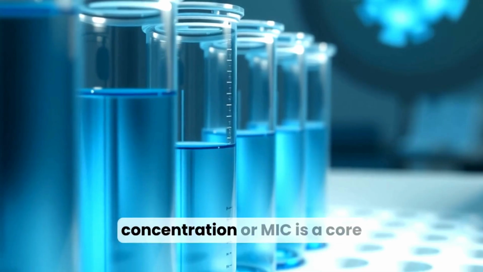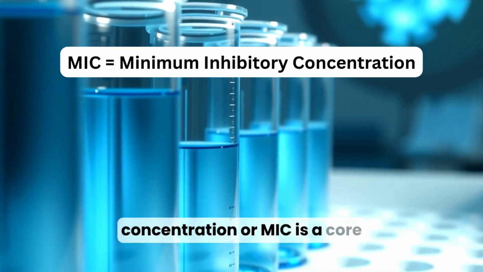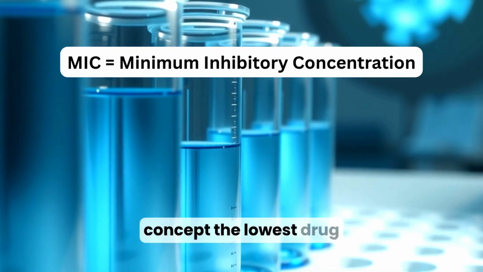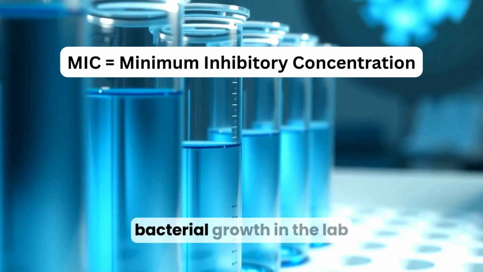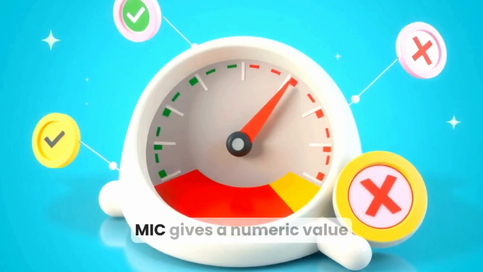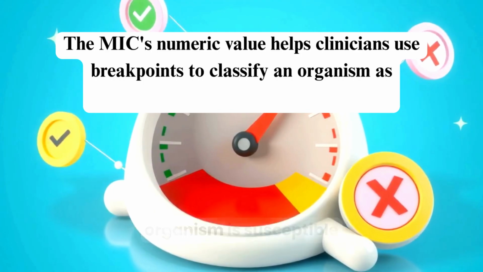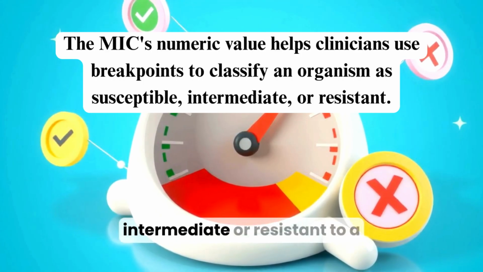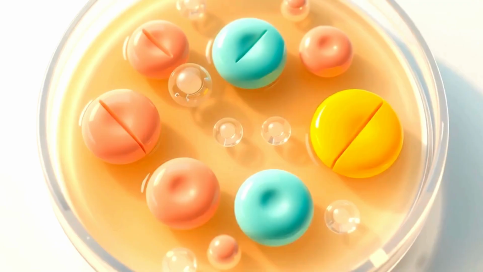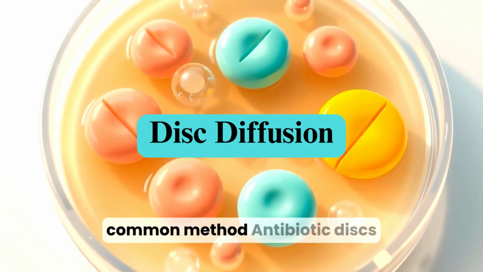Minimum inhibitory concentration, or MIC, is a core concept, the lowest drug concentration that stops bacterial growth in the lab. MIC gives a numeric value clinicians can compare to breakpoints to decide if an organism is susceptible, intermediate, or resistant to a drug. Disc diffusion is another common method.